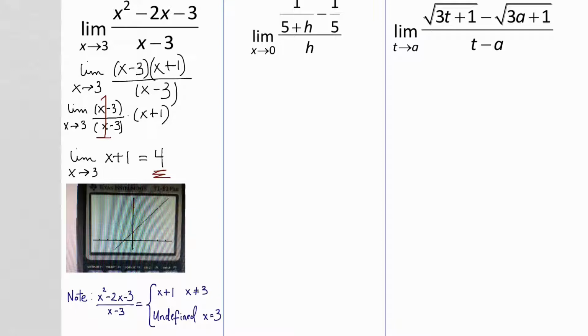And so x minus 3 over itself is a 1. It's a 1 really often, almost all of the time. In fact, it's 1 all of the time. The only time it's not 1 is if x is actually equal to 3. But in the limit, x is not actually equal to 3. x is only close to 3. So this is a 1.